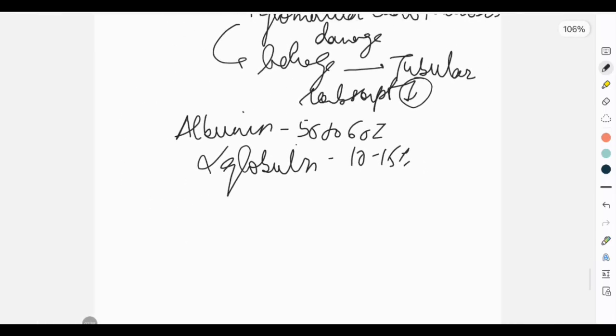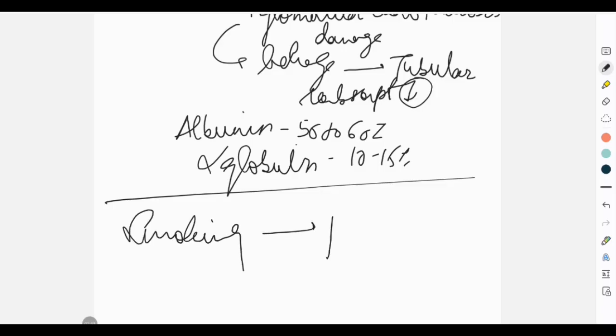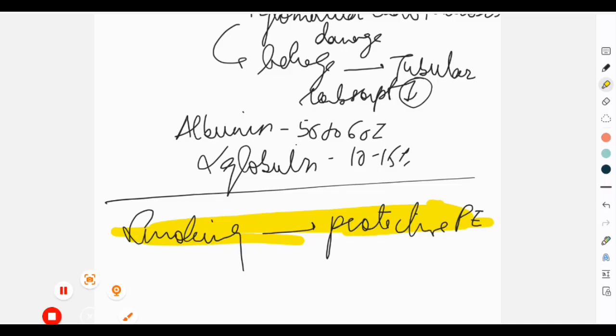Then there is one factor that is protective. Smoking is a protective factor for preeclampsia. We have the pathophysiology.